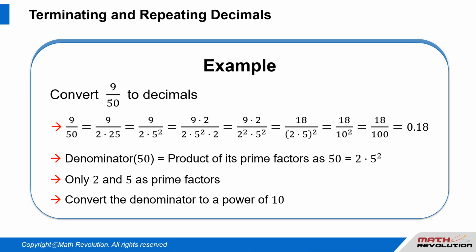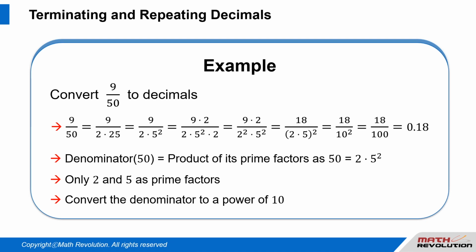9/50 equals 9 whole over 2 times 25 equals 9 whole over 2 times 5 to the power of 2 equals 9 times 2 whole over 2 times 5 to the power of 2 times 2 equals 9 times 2 whole over 2 to the power of 2 times 5 to the power of 2 equals 18 whole over 2 times 5 whole to the power of 2 equals 18 over 10 to the power of 2 equals 18 over 100 equals decimal 0.18.